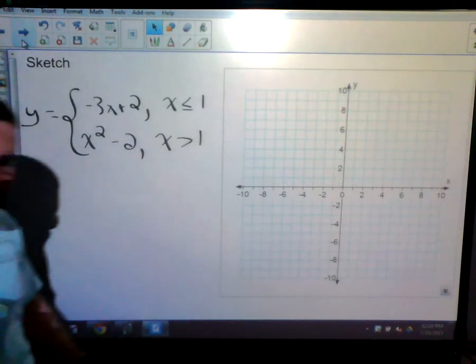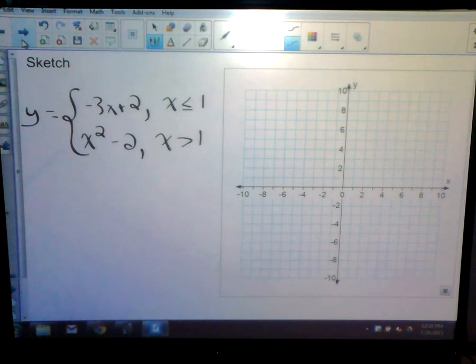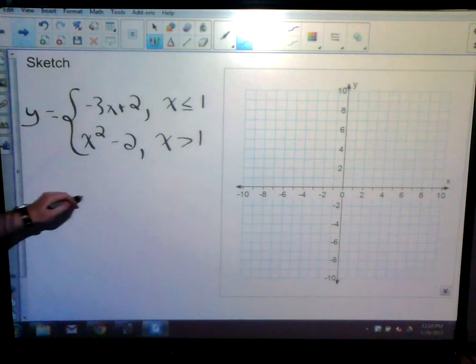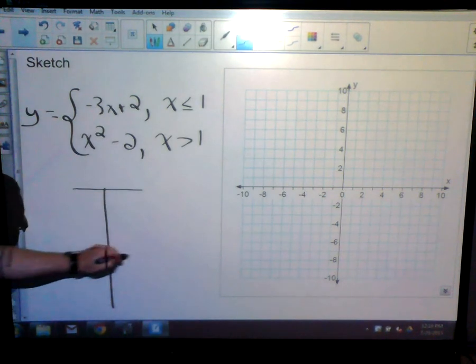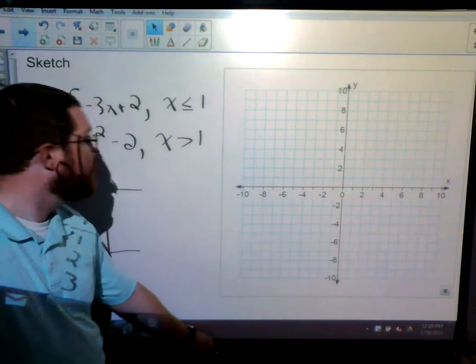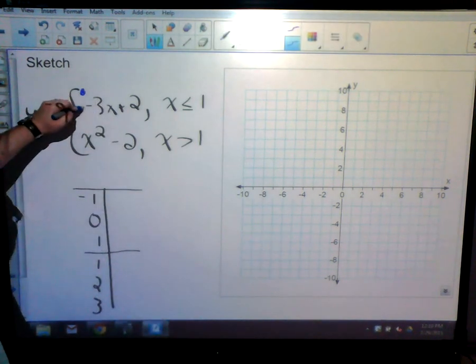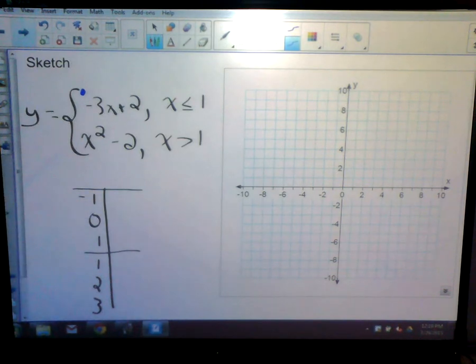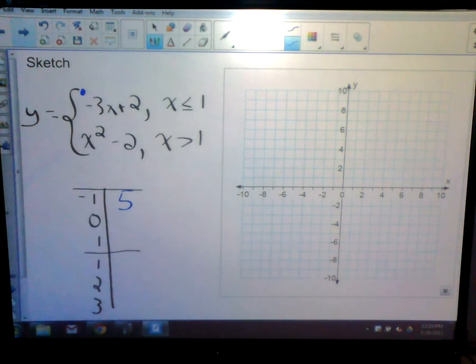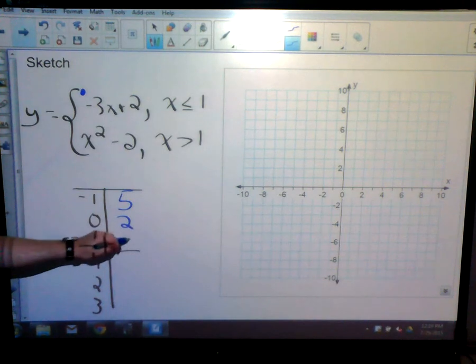So let's sketch this. Well, where do those two functions overlap at? They overlap at 1. So when I make my table, I'm going to write 1 twice. So I'm going to get a few more points. Negative 1, 0, 1, 1, 2, and 3. This guy is for the numbers less than 1. So I'm going to plug in the numbers less than 1 here. So negative 1 gives me 3 plus 2, that's 5. 0 is 2. And 1 is negative 1.